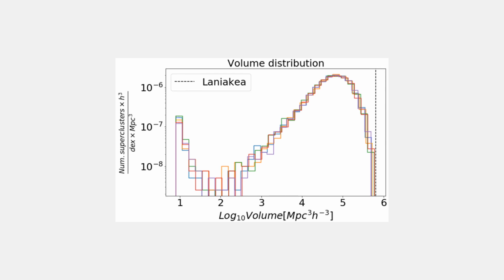This figure shows the volume distributions of superclusters found by the watershed algorithm using this dataset. This chart also shows a vertical line where the reported volume of Laniakea is located. As expected from the previous analysis on sigma s influence, Laniakea is larger than any other supercluster found by the algorithm, and it does not change with different time evolution.